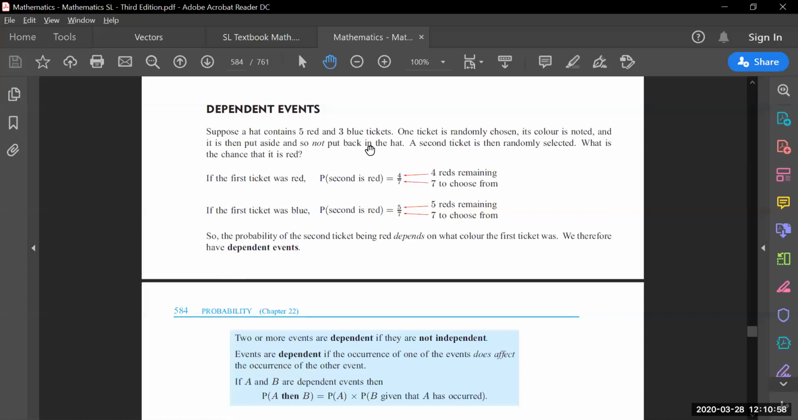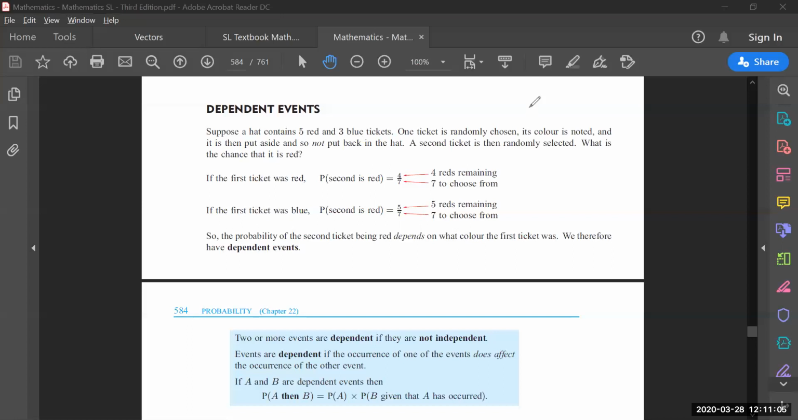Means what? This part is trying to tell me that... I can use the highlighter function that I was talking about. It's noted, and then it's put aside and not put back into the hat. So this is talking about it being without replacement. You get what I mean? It means they are not going to replace it.